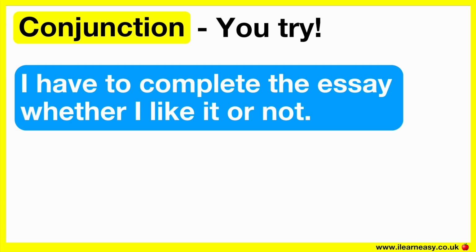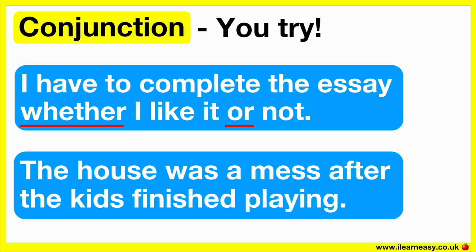I have to complete the essay whether I like it or not. The conjunctions are whether...or. These are examples of correlative conjunctions. The house was a mess after the kids finished playing. The conjunction is after. This is a subordinating conjunction.